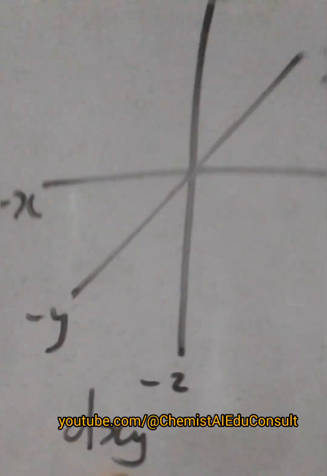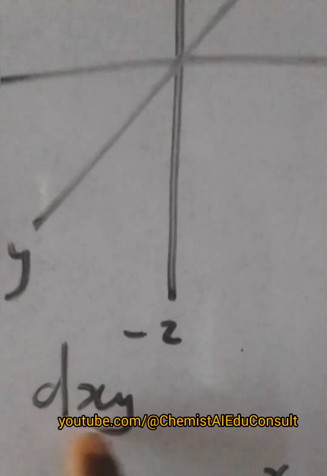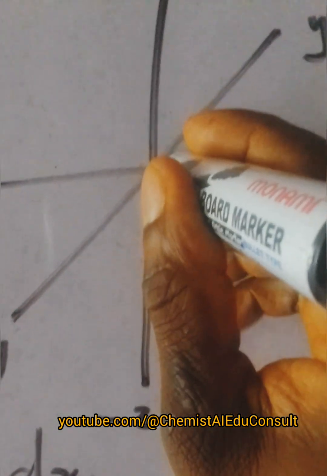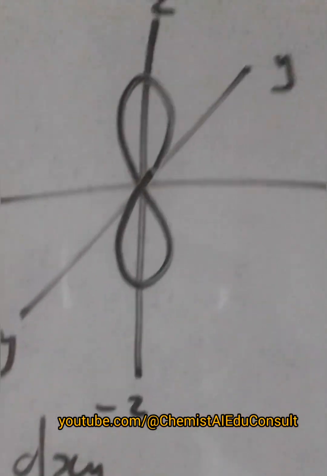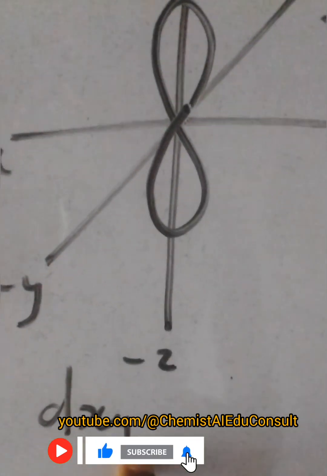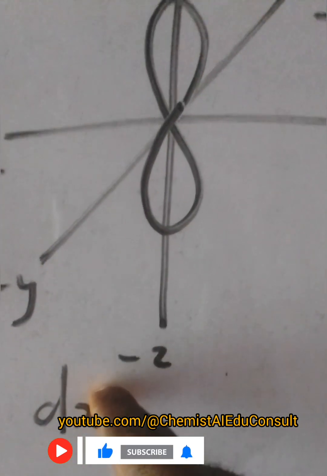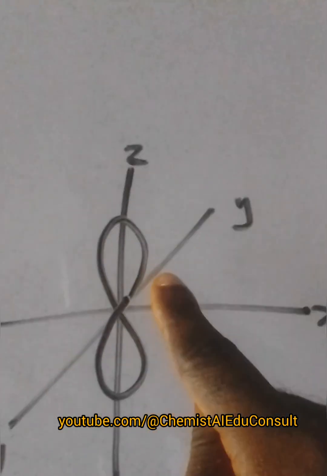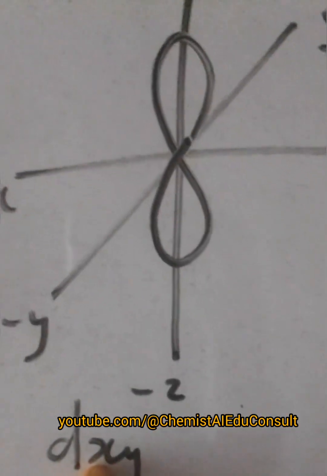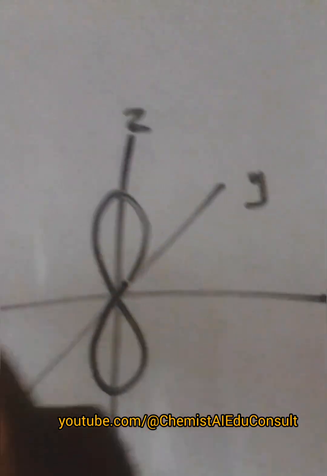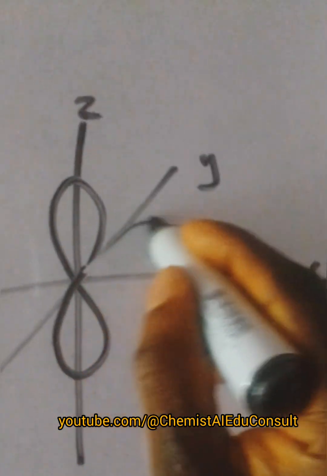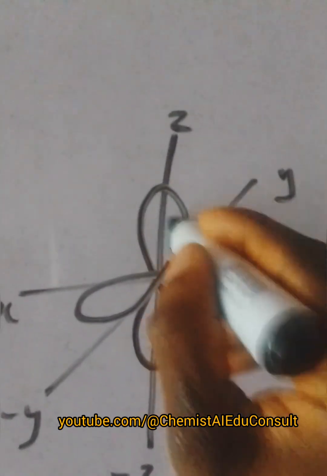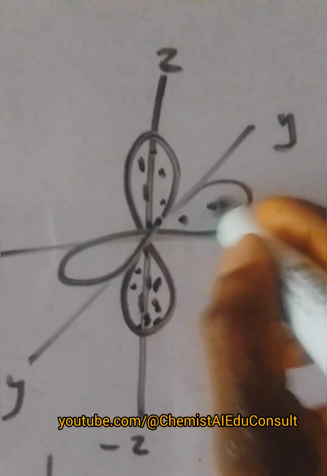Now, how do we determine dxy? If you look at xy, what is not in this xy is z, which means the first dumbbell will go to z. That is the concept, the logic in drawing it. First of all, check the alphabets: x, y. z is not there, which means the first dumbbell goes to z this way. Now, the second dumbbell will go in between x and y. So this is the x axis and this is the y axis. This is the in between. Put it there. So this is the shape of the dxy orbital.